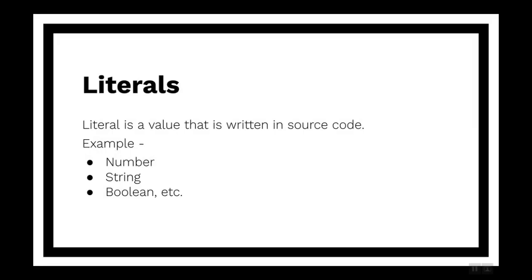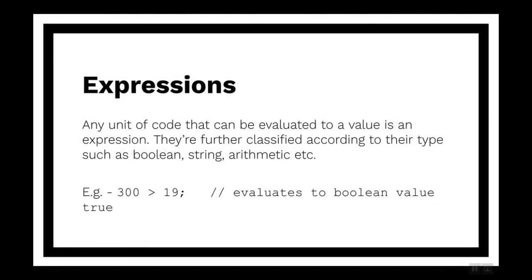Literal. Literal is any value that is written in source code. So for example, a number, boolean, or a string. Expressions. So an expression is a valid unit of code that resolves to a value. So in this example, we have 300 greater than 19. This resolves to the value of true.